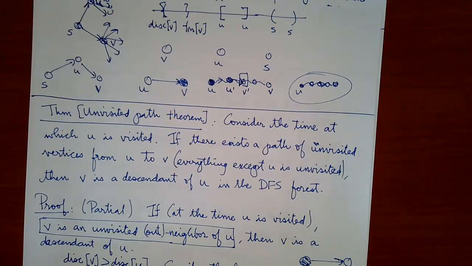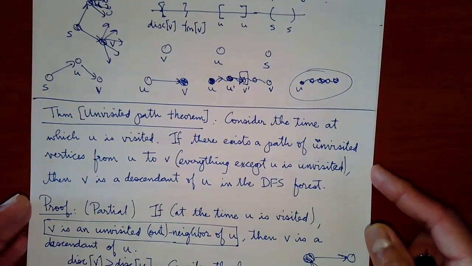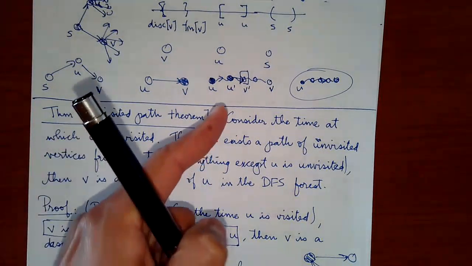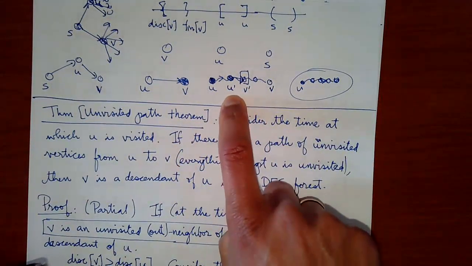Wait, how do you know that V prime is unvisited when U prime was visited? How do you know that? It seems like you could have maybe a shorter path from U to V prime, and then V prime would be visited, even though U prime. No, what you argue is that U prime must be visited after U.